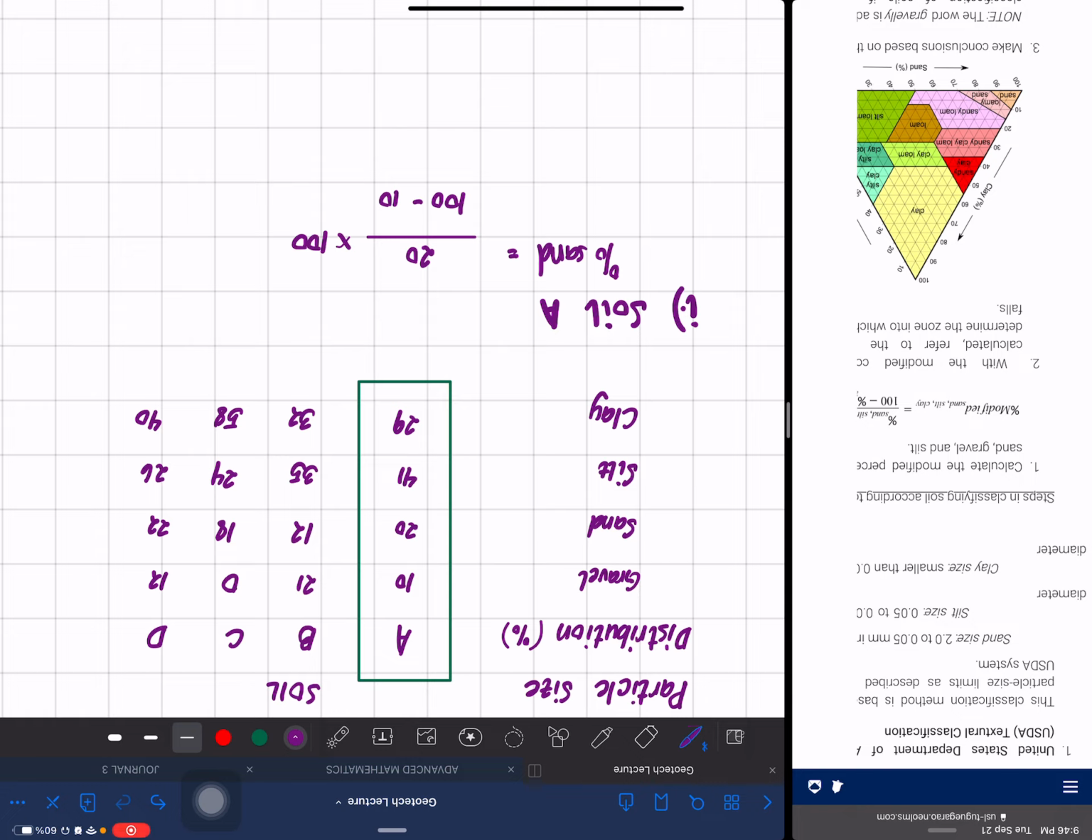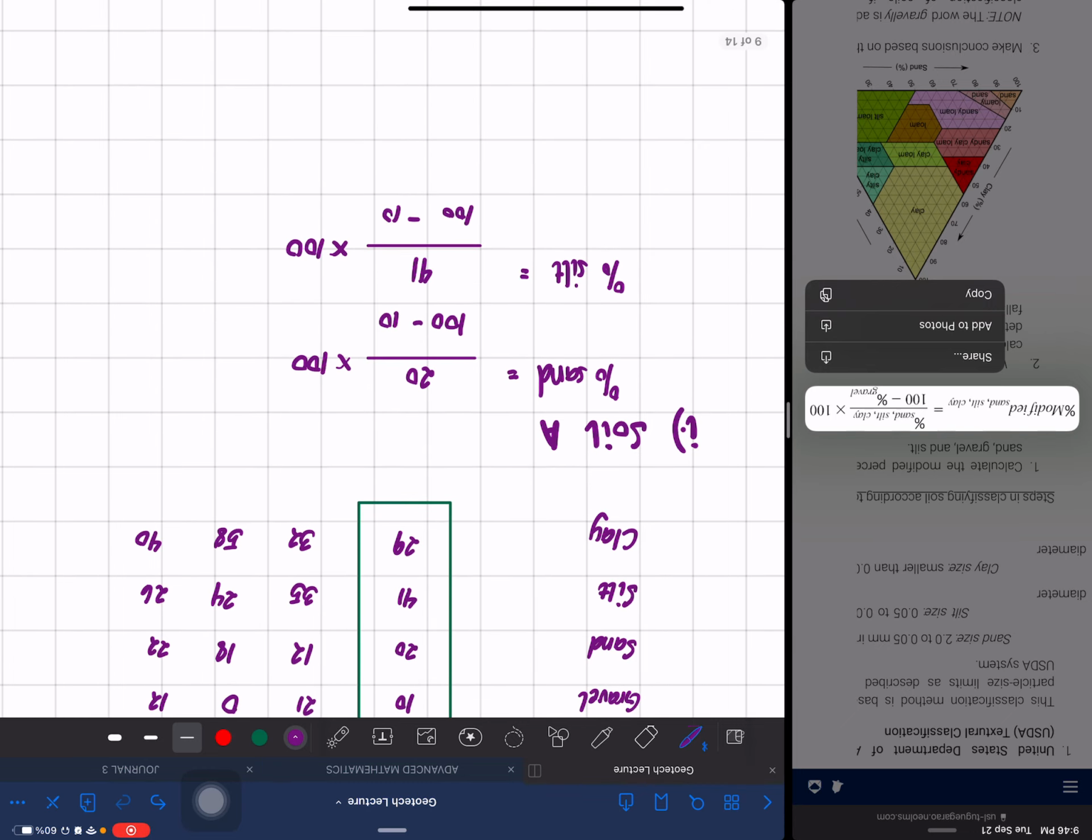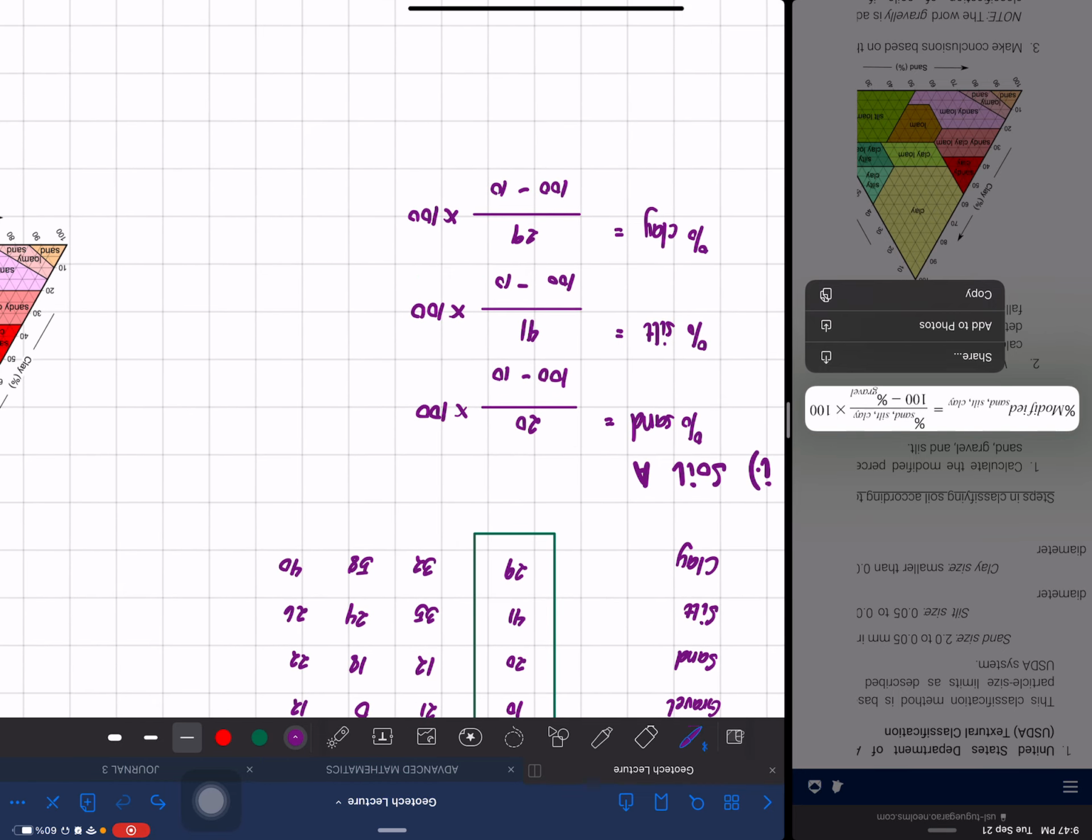Now, for the silt naman, we have to do the same. That will just be equal to the percent of silt, which is 41, all over 100 minus 10, times 100. This is taken from this formula, guys, so huwag kayong ma-confuse. And then the last thing that you're going to modify is the percent of clay. That would be 29 over 100 minus 10, times 100. So that is the modification that we did.